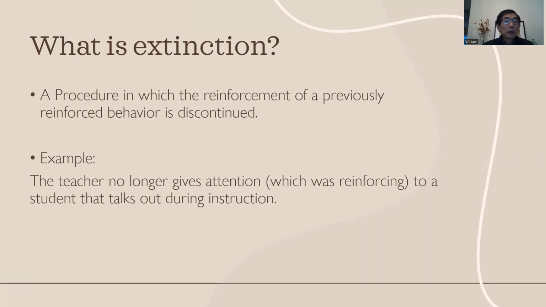What's extinction? Extinction is a procedure in which the reinforcement of a previously reinforced behavior is discontinued. For example, the teacher no longer gives attention, which was reinforcing, to a student who talks out during instruction.